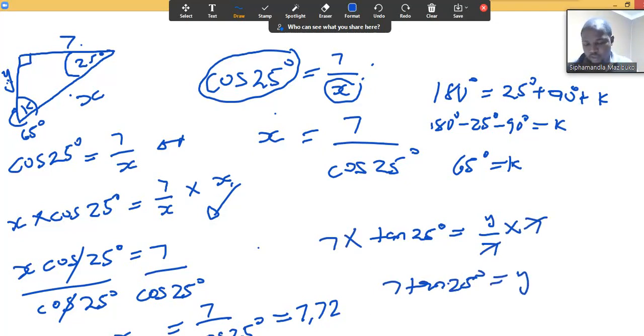Let's put it on the calculator. 7 times tan 25, this is equal to 3.26, which is equal to y. So that will be our side. Hence we have found all the sides, we have found all the angles as well. Let's try to look at the next one.